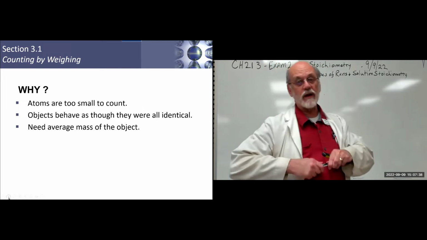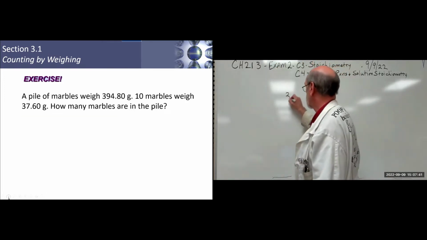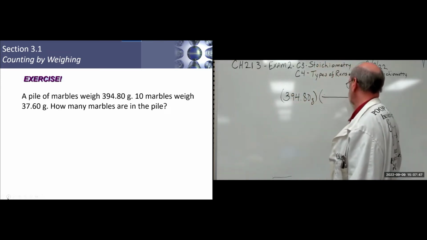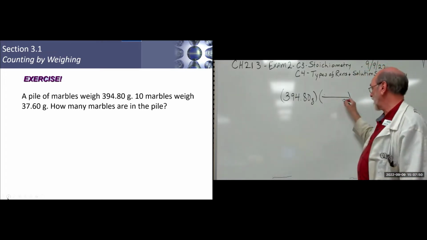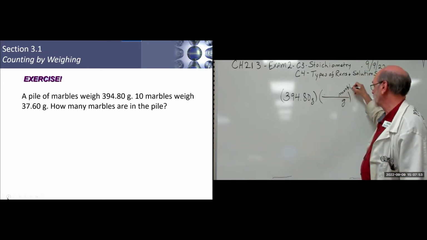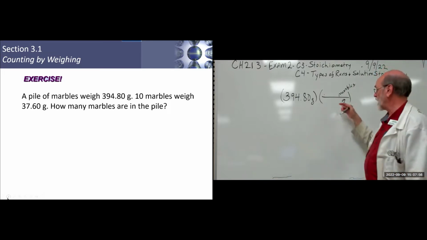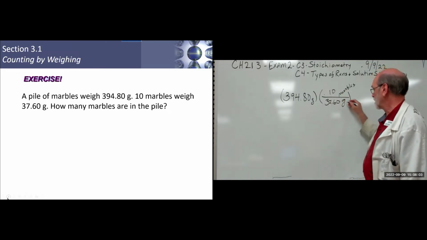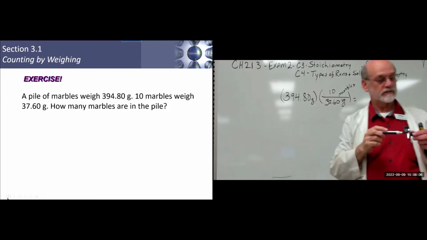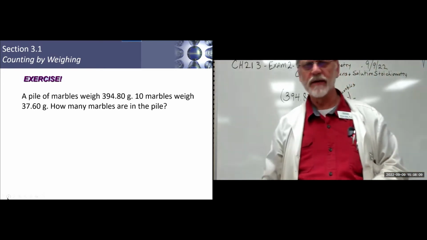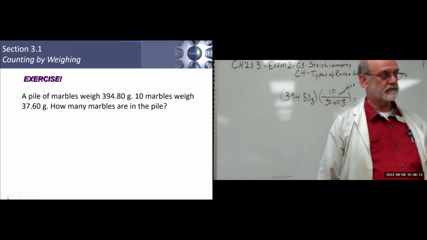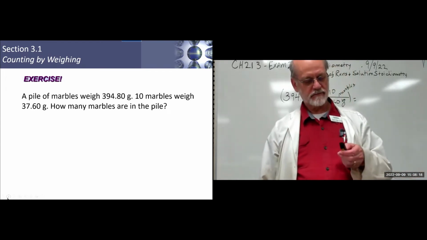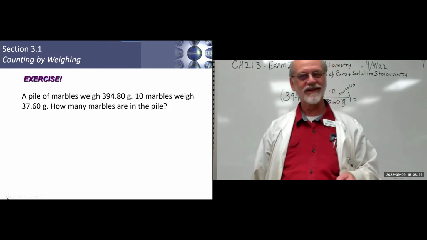Then this is a unit conversion problem. 394.80 grams. We want to convert that to the number of marbles. So we want to cancel grams and leave us with marbles, right? So we have 10 marbles and they weigh 37.60 grams. Grams cancel, and that's the total number of marbles. So like I said early on, a lot of the problems in chemistry can be solved with dimensional analysis, conversion factors, as long as you stay within the parameters of the physical world.